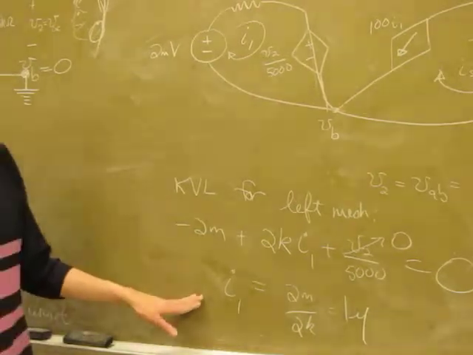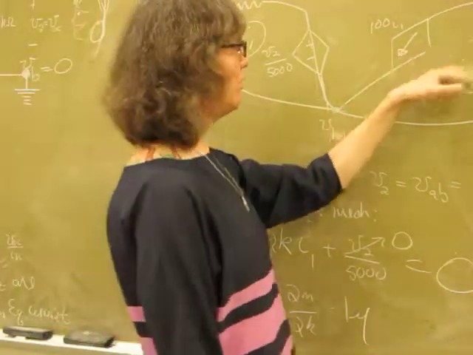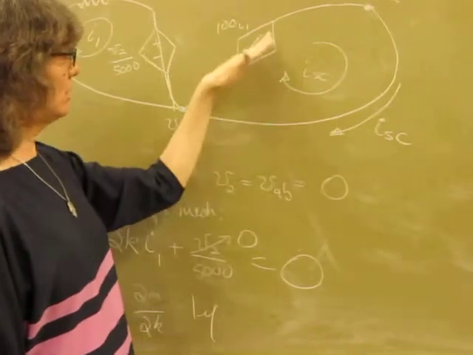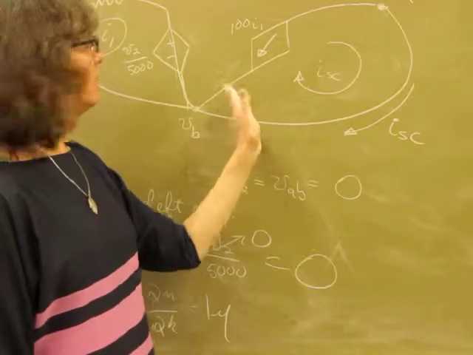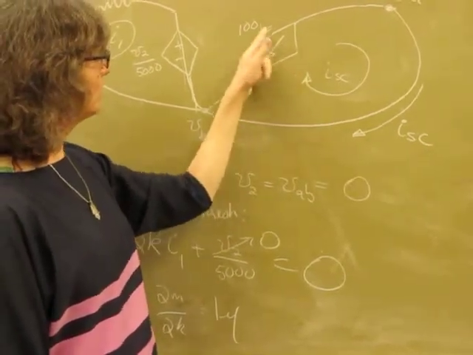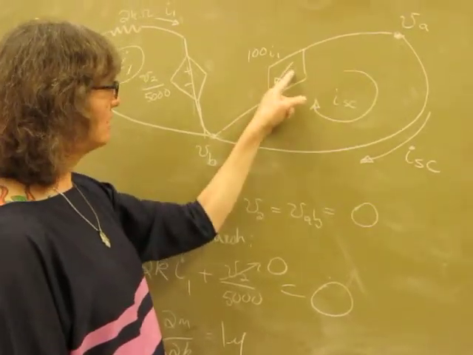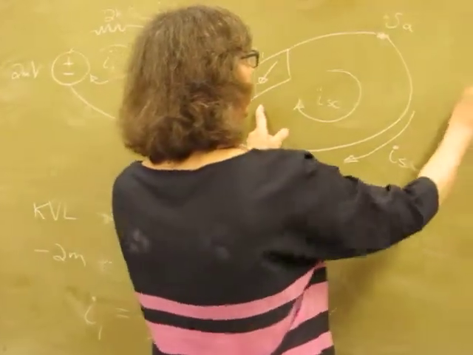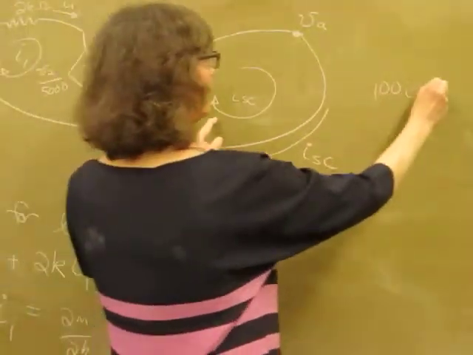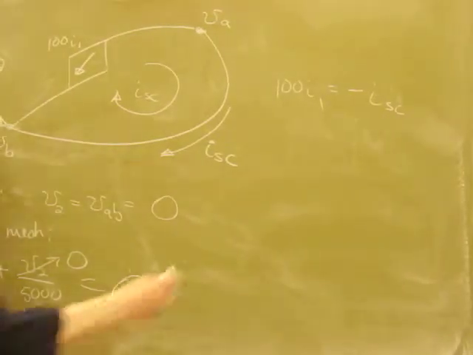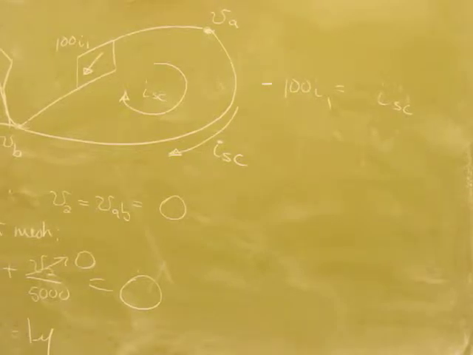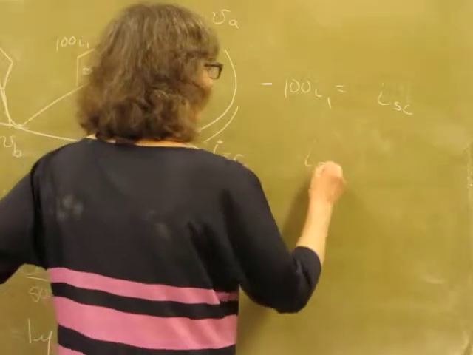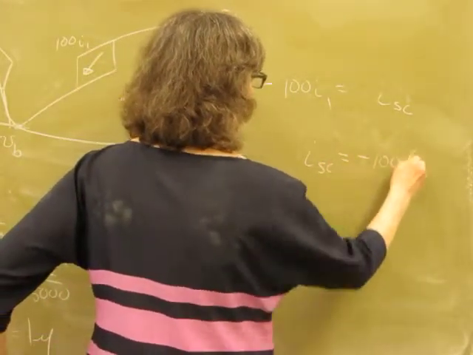Okay, so what's ISC? Well, the reason why we don't have to do Kirchhoff's voltage law for a current source on the perimeter is, first of all, we wouldn't know the voltage across the current source. But we can see the relationship between the mesh current and the current source on the perimeter. We see that 100 I1, the current in here, is going in the opposite direction as ISC. So ISC is equal to minus 100 I1. And we just found out that I1 is 1 microamp. So now we've got ISC is equal to minus 100 times 1 micro.